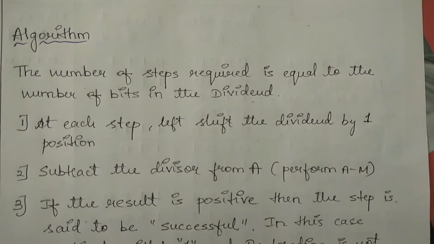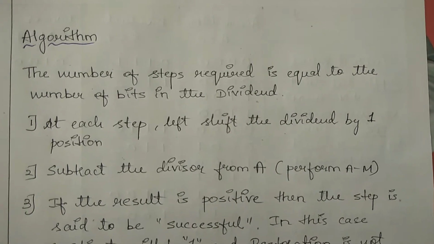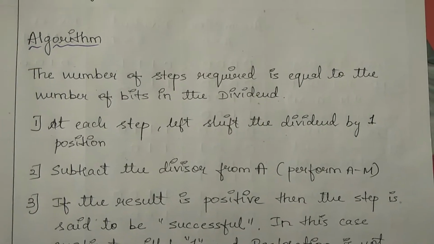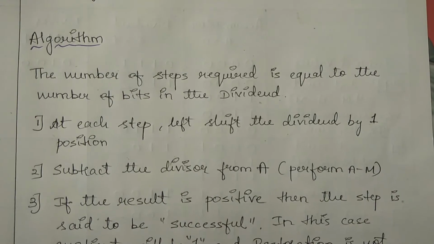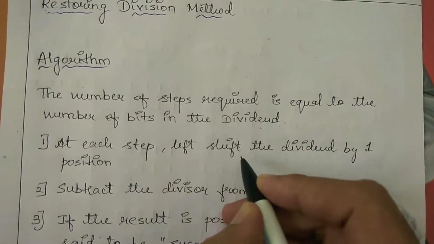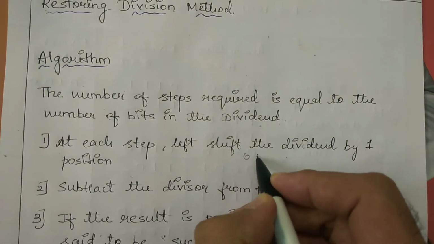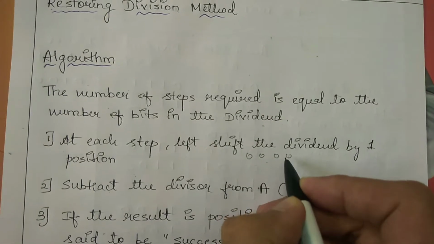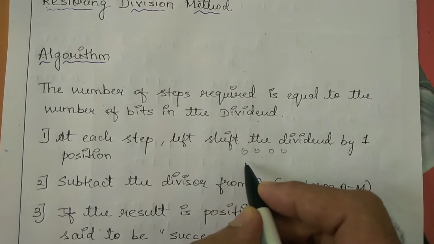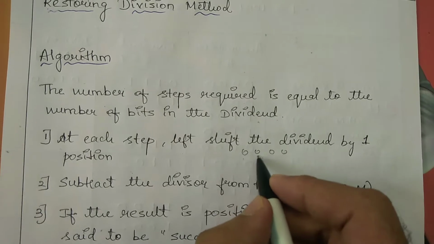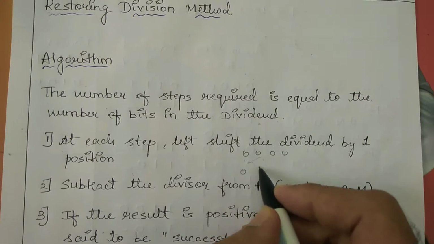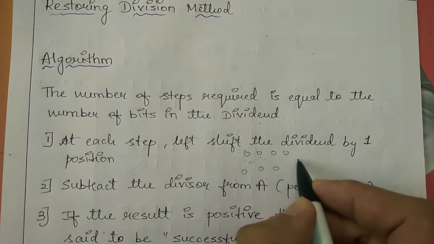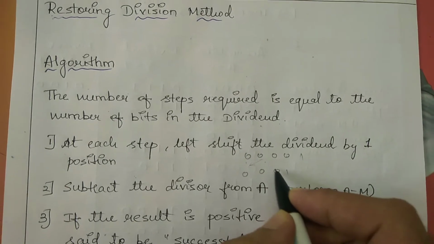Next, at each step, left shift the dividend by one position. So, for example, now we have 0, 0, 0, 0, and left shift means we have to shift this here, 0, 0, 0, and if this is 1 and here is 1.